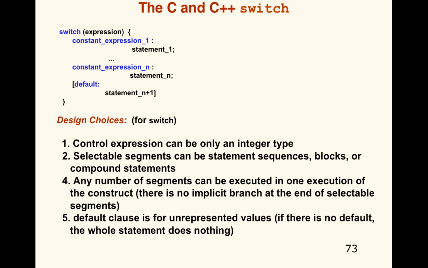So that's why you have to put the break in there. Any number of segments can be executed in one execution of the construct. There's no implicit branch at the end of the selectable statement, so that's why they all go. If you leave out the breaks, every single one of the cases will execute until the construct is finished. And then we have the word default. This is not the proper syntax, it's just pseudocode. You put default in there, and that gets the unrepresented values. If there's no default, the whole statement does nothing. It does not come back undefined. It just comes and doesn't do anything at all.